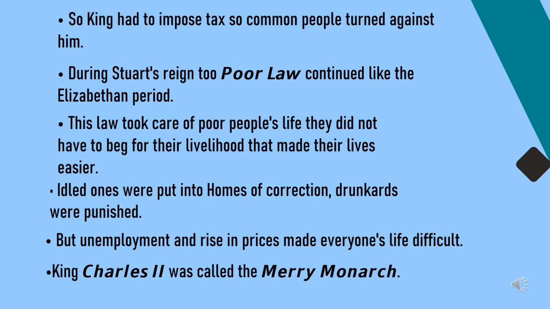During the Stuart reign, the poor law continued like in the Elizabethan period. This law took care of poor people's lives. They did not need to beg for their livelihood, which made their lives easier. Idle ones were put into the homes of correction, and drunkards were also punished at this time by this law. But unemployment and the rise in prices made everyone's life difficult. King Charles II was called the Merry Monarch at this time.